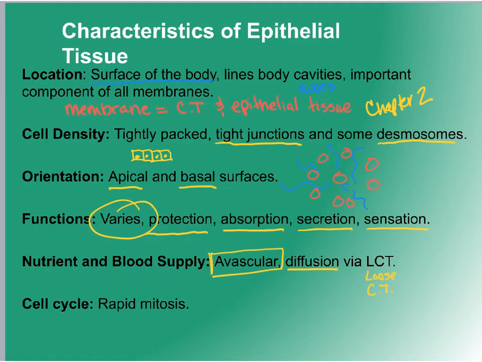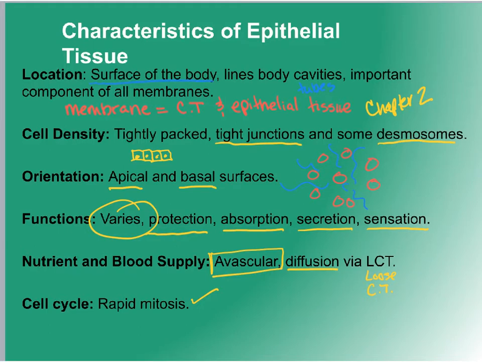Loose connective tissue is very well vascularized, and epithelial tissue is not. So the nutrients and oxygen and waste being removed, all that has to occur through the blood vessels in the underlying connective tissue. I'll show you in a sec.